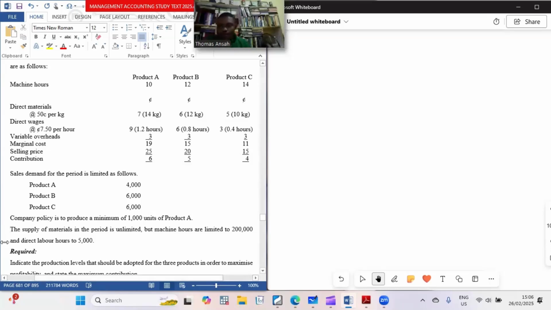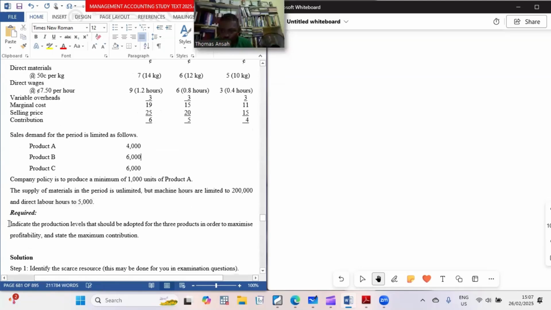It says that the supply of material is unlimited, but the machine hours are limited to 200,000, and the direct labor hours to 5,000. So one of them may probably be a limiting factor. So we are looking at a situation where you have these limiting factors in terms of one, and later on we will also go into when it is two.